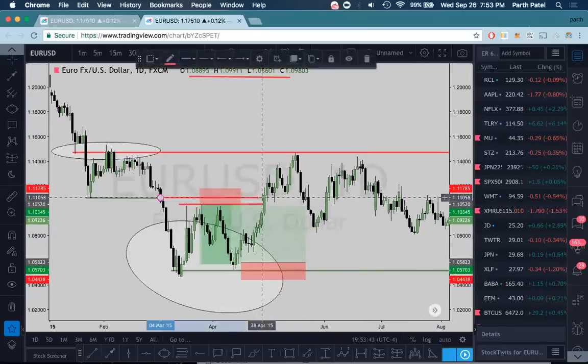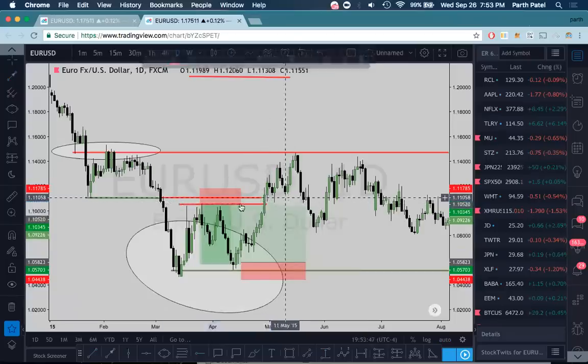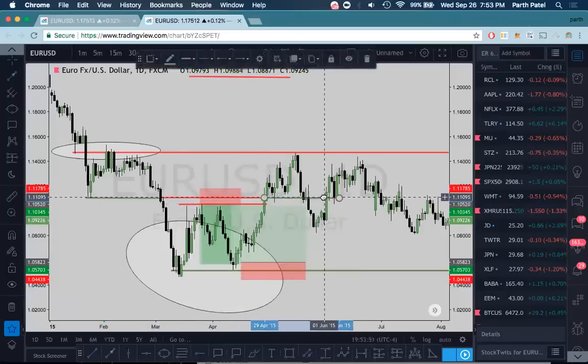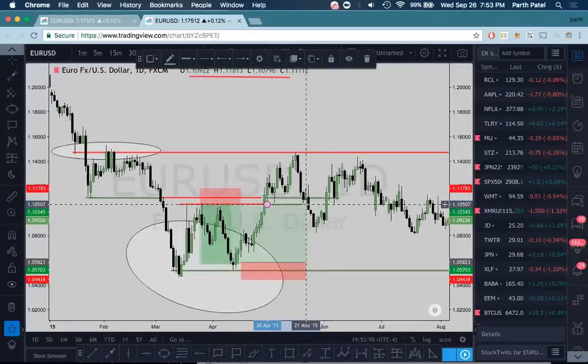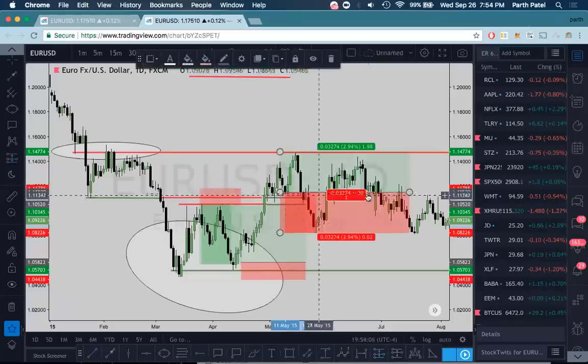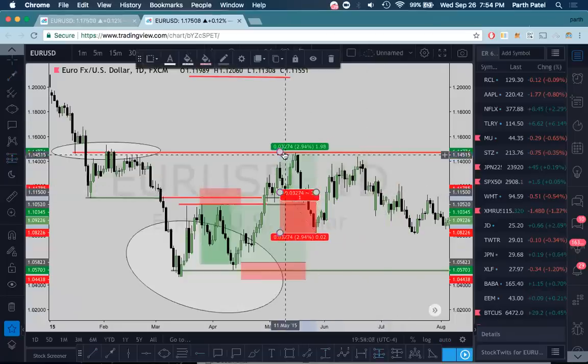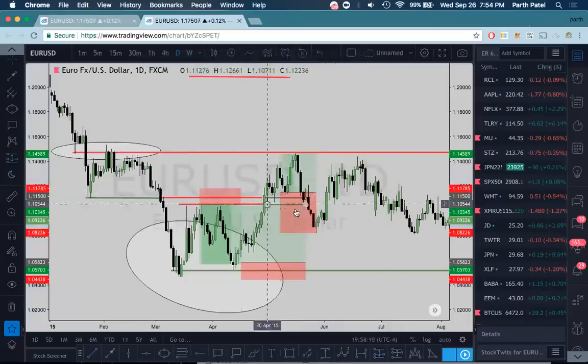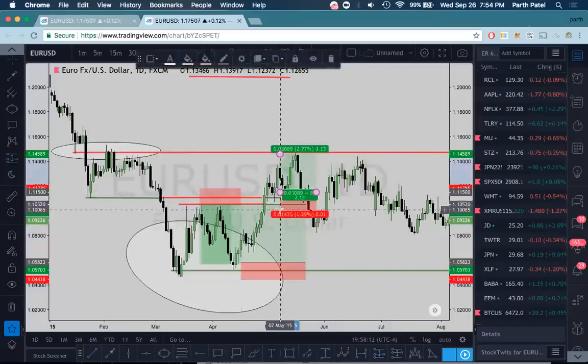Let me just make these a little straighter. Okay, once that became green, we knew that once it comes back into this price point, we're going to be buying and buying. So let's say we got in right there, and our target would be this red, because we know that's our support and resistance. Our stop loss would be below there.